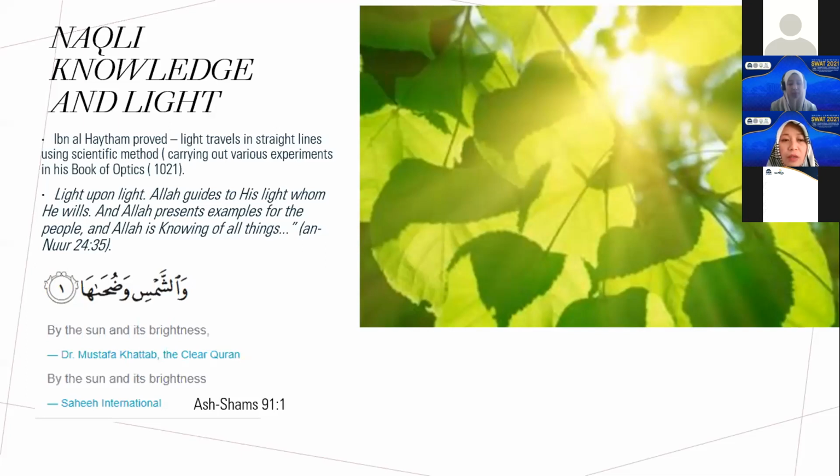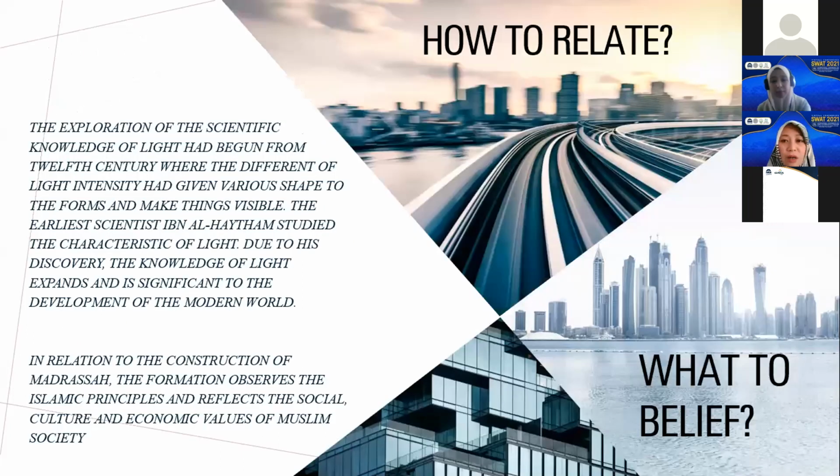From this, we also relate to Surah An-Nur, light upon light, Allah guides to His light whom He wills. This is also associated with Surah Ash-Shams, verse 1, that highlights the sun and its brightness. That is why we have to appreciate the Creator. Allah is the creator of the sunlight. And from the sunlight, from the integration of Akli, we turn to the theory and philosophy, from physics to architecture. So how does this relate, and what should we believe?